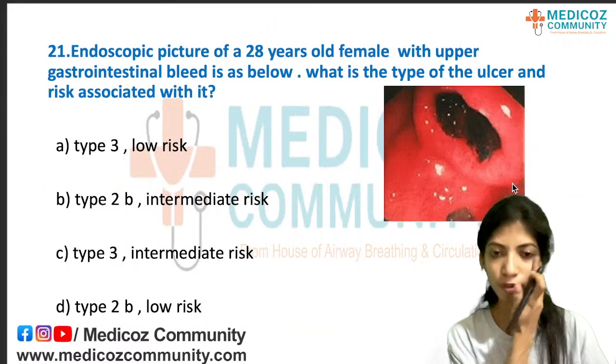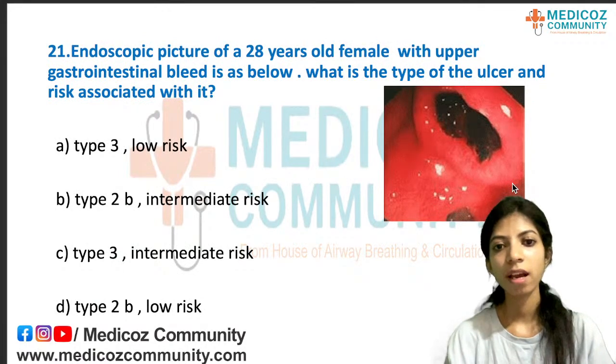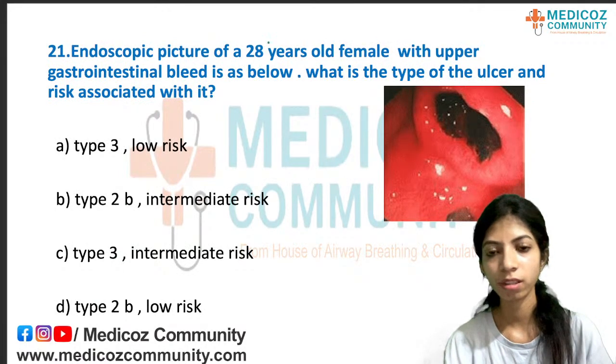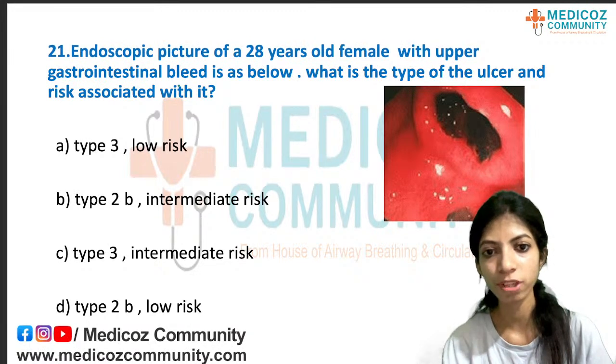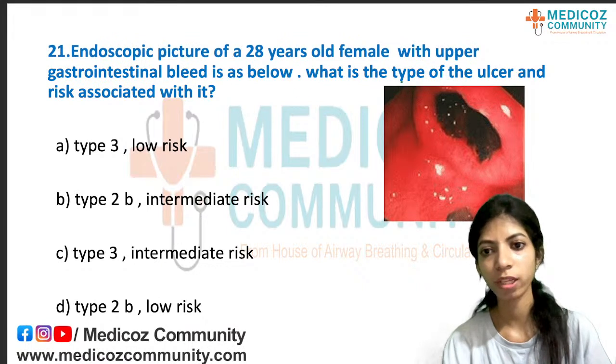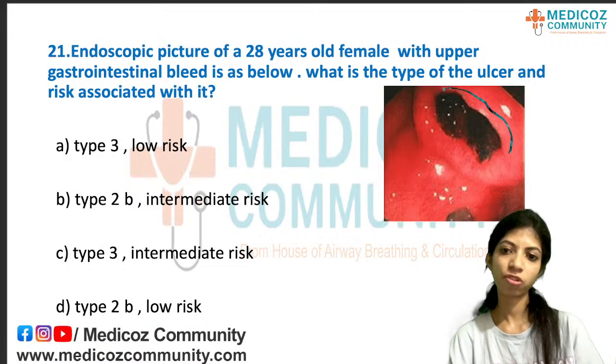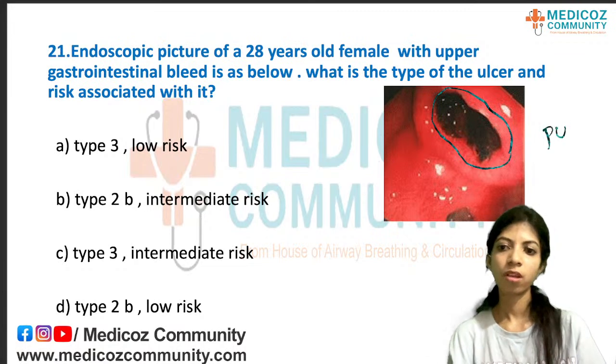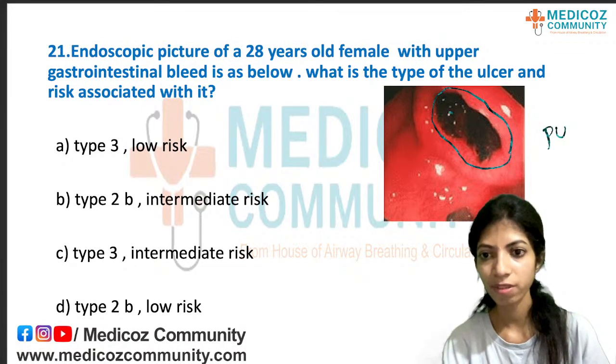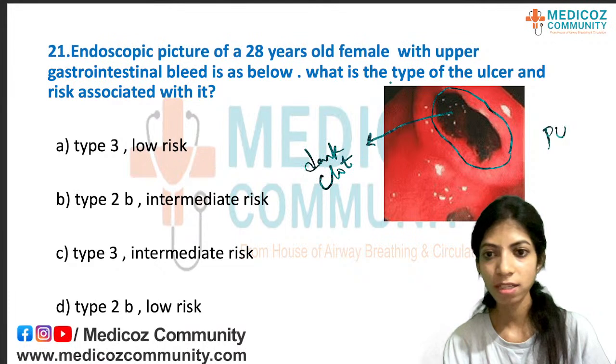Let's go for the 21st question, which is an endoscopic picture of a 28-year-old female with upper GI bleed. So a younger female, upper GI bleed is present. What is the type of the ulcer and risk associated with it? The endoscopic picture is showing you a peptic ulcer inside, which is seen as a dark black clot. So what is he asking? He's asking the type of the ulcer and the risk associated with it.